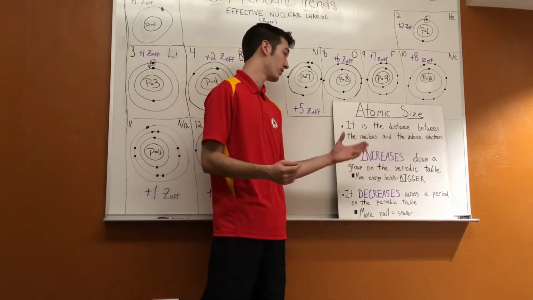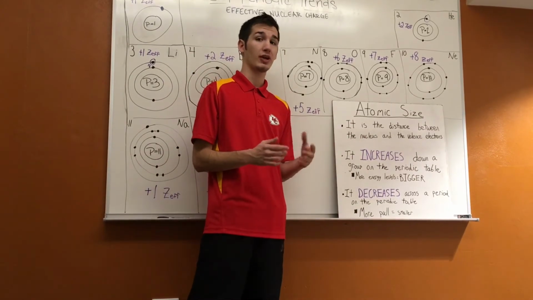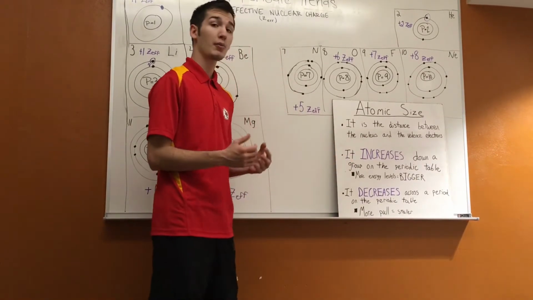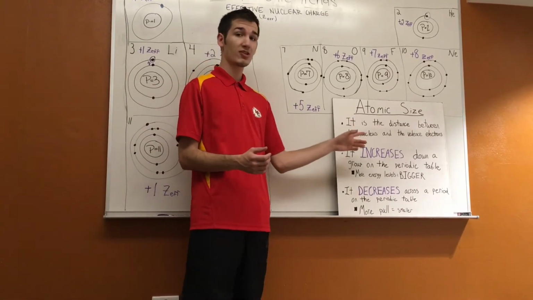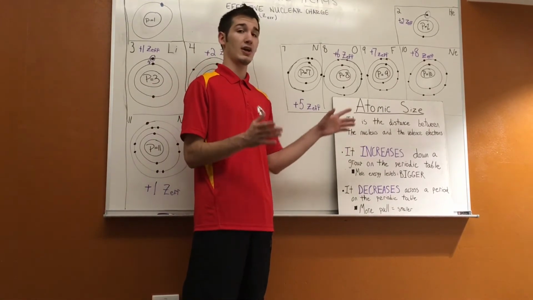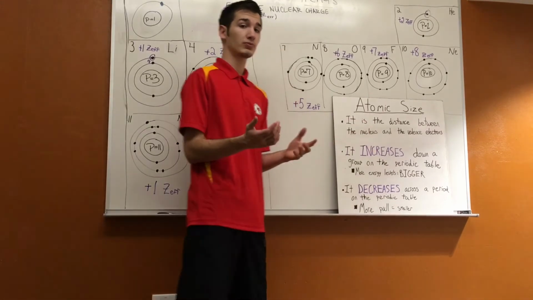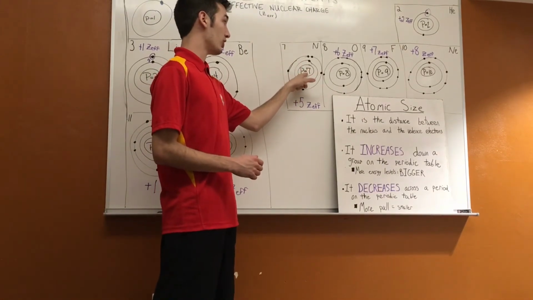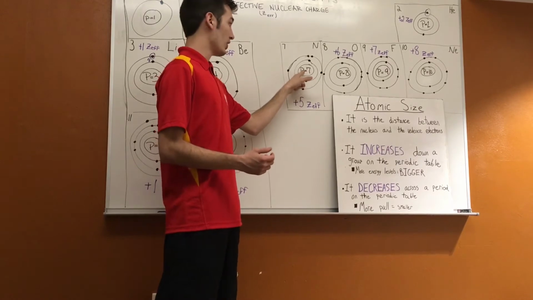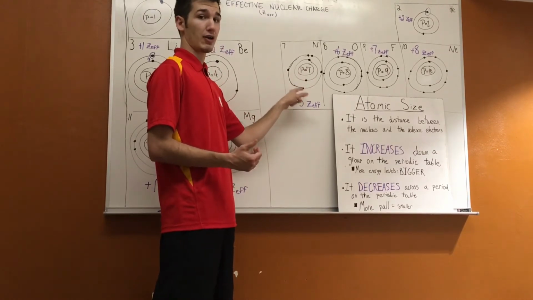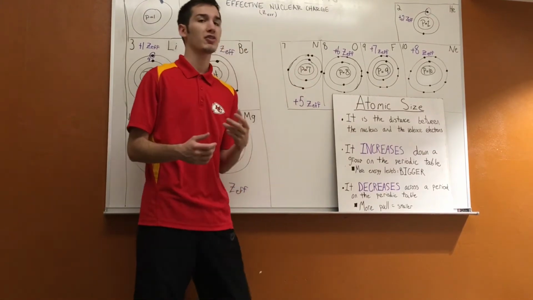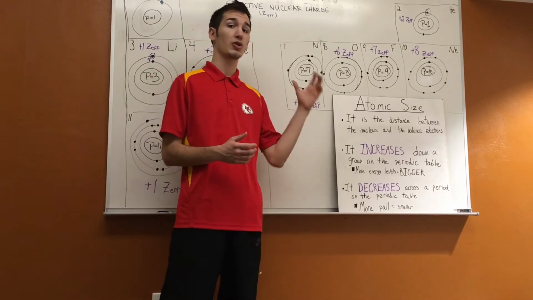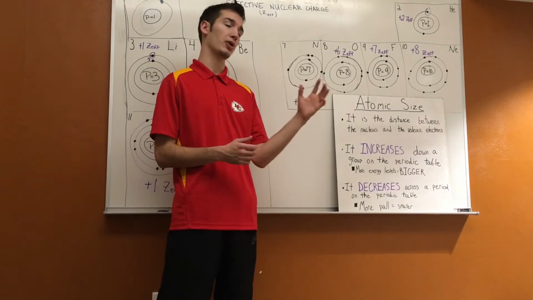So here we go. Let's take a look at our first trend, atomic size. Atomic size is the distance between the nucleus and your valence electrons. So if we're looking at nitrogen, the atomic size would be the distance between the nucleus in here and the valence electrons on the outside. So how does the atomic size change as you go down the periodic table and as you go across?